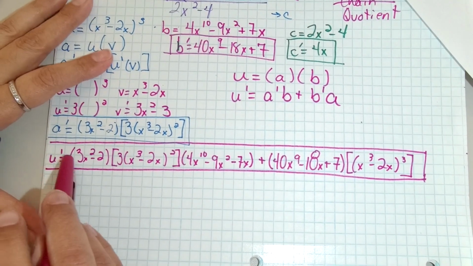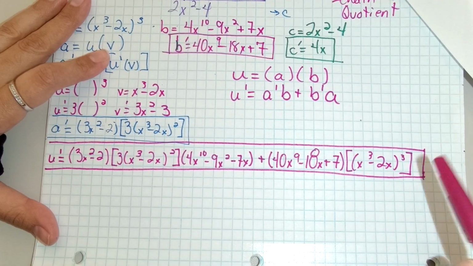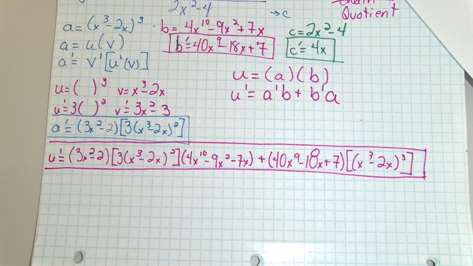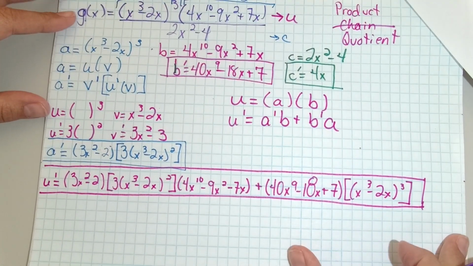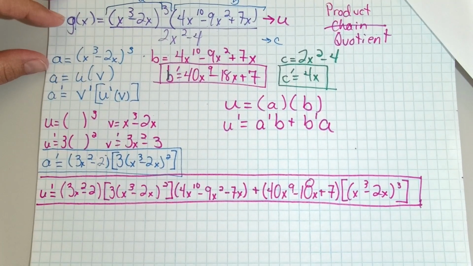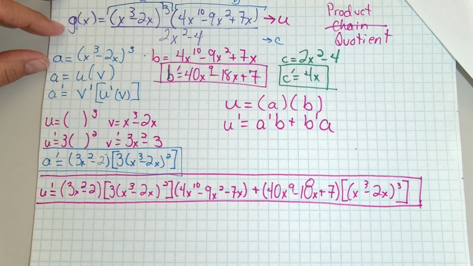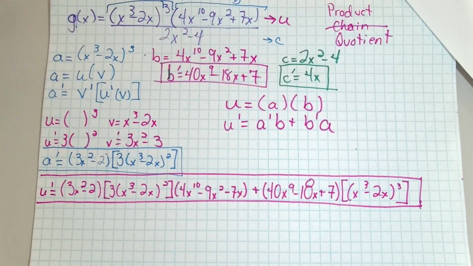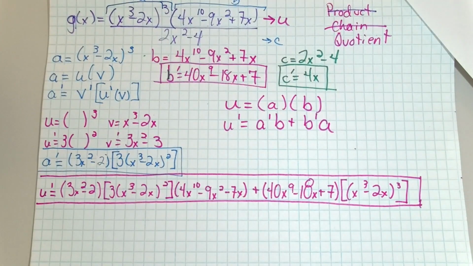Okay, so again, all of that is u prime. Have I done the product rule? You sure? Yeah, I did the product rule. I'm done. What's left? Quotient rule.